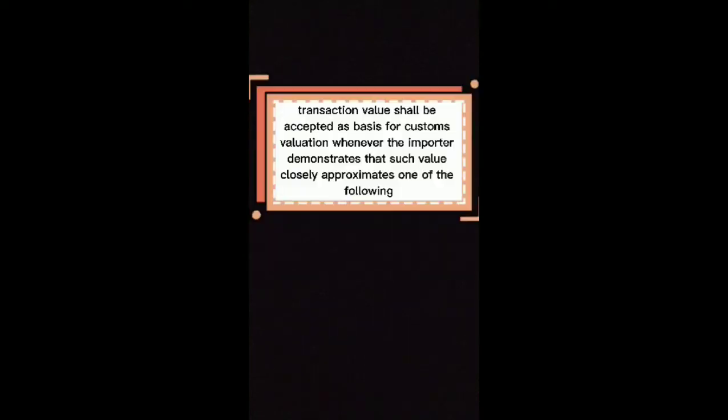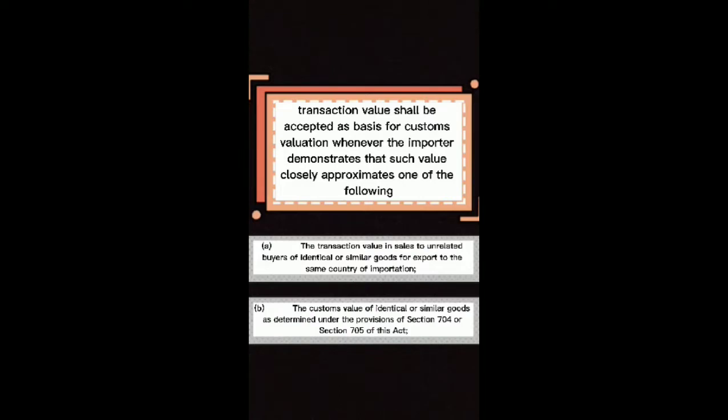In a sale between related persons, the transaction value shall be accepted as the basis for customs valuation whenever the importer demonstrates that such a value closely approximates one of the following occurring at or about the same time: the transaction value in sales to unrelated buyers of identical or similar goods for export to the same country of importation; the customs value of identical or similar goods as determined under the provisions of Section 704 or Section 705 of this Act, or in determining the transaction value.